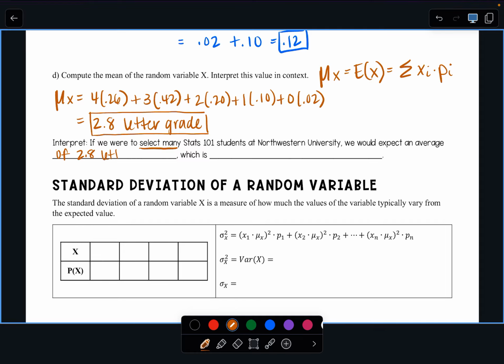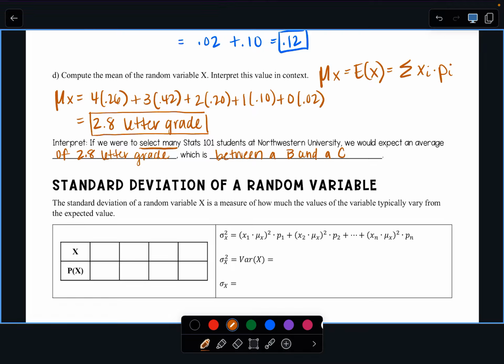letter grade. I guess we'll go there, which is between a B and a C. So since we're kind of in the middle, closer to a B, but between a B and a C. So make sure you have some type of statement including that this is happening again and again and again.